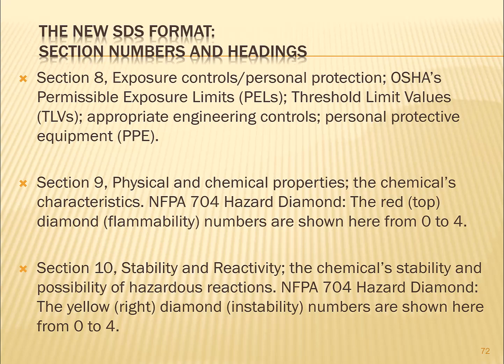The red one that deals with flammability. Numbers from 0 to 4 can show up here, where 4 is the most dangerous. Section 10 deals with stability and reactivity. That's the yellow section on the right-hand side of that diamond with numbers from 0 to 4. But the one that you need to know the most for a test, hint, hint, would be Section 9.